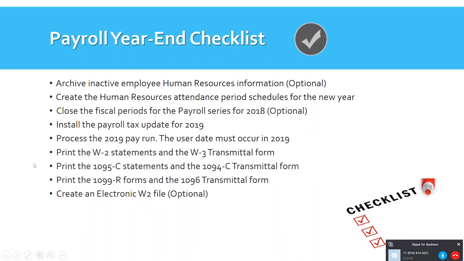And then if you have any other statements that you need to print, you can print those at this point. Of course, you could also do that before you run your 2019 payroll as well. This is where you'd want to make sure that if you have any requirements for 1099-Rs or for the ACA 1095-C statements, you get all of those printed out as well, depending on the timing. These have some later deadlines, so you could do that before or after your 2019 pay run.